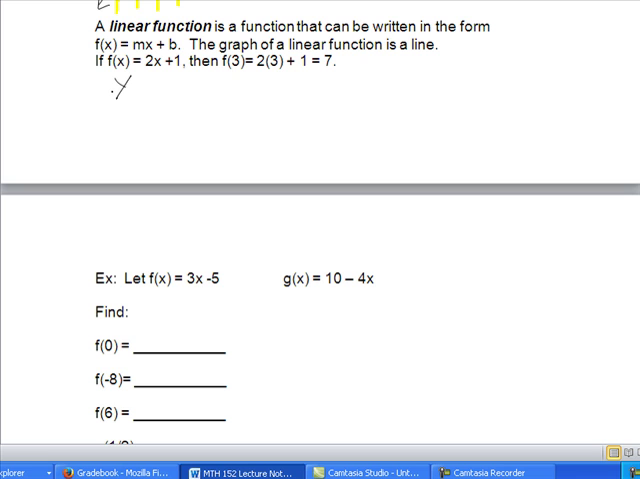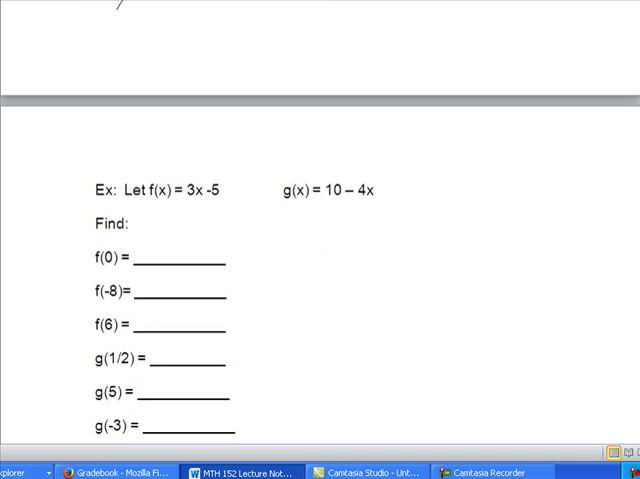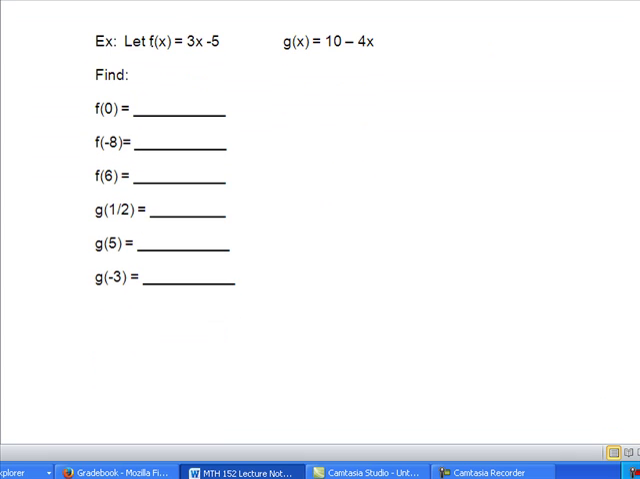So when we find f of 0, it's going to be the y coordinate that goes with the x of 0. So f of 0 would be 3 times 0 minus 5, which is negative 5. To graph that as an ordered pair, x is 0, y is negative 5. So f of negative 8 would be 3 times negative 8 minus 5. Negative 24 minus 5 would be negative 29. So if I went to graph this, x is negative 8, y is negative 29.